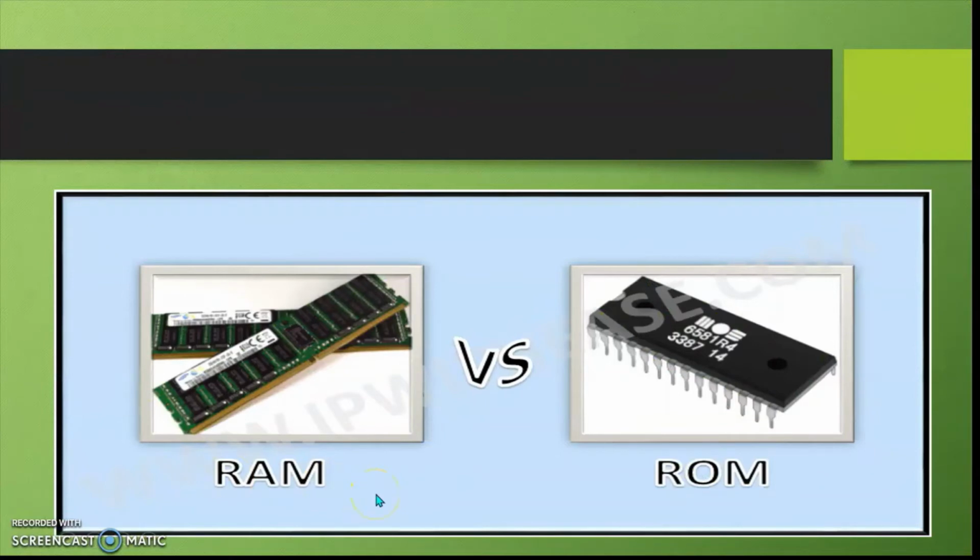And this is the example of the RAM and the ROM. RAM stands for random access memory and ROM stands for read-only memory. The difference between the two is that RAM is a volatile memory that temporarily stores the file you are working on, while ROM is a non-volatile memory that permanently stores instructions for your computer.